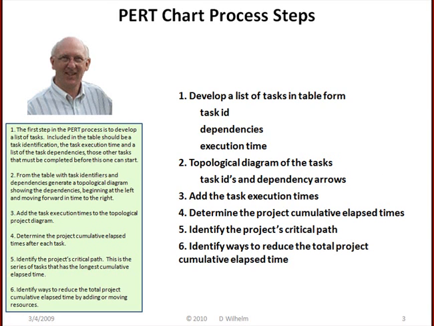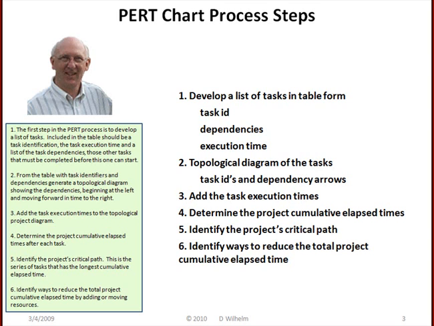The first step in the PERT process is to develop a list of tasks. Included in the table should be a task identification, the task execution time, and a list of the task dependencies, those other tasks that must be completed before this one can start. Second step, from the table with task identifiers and dependencies, generate a topological diagram showing the dependencies beginning at the left and moving forward in time to the right.